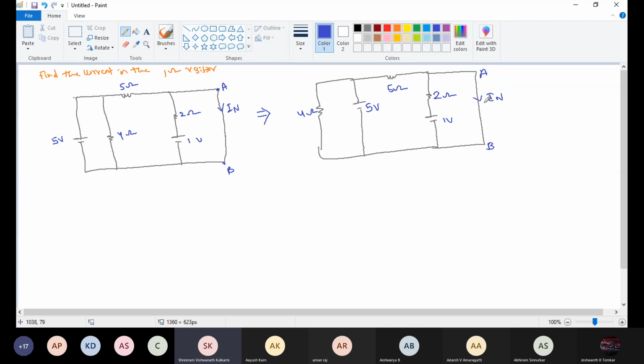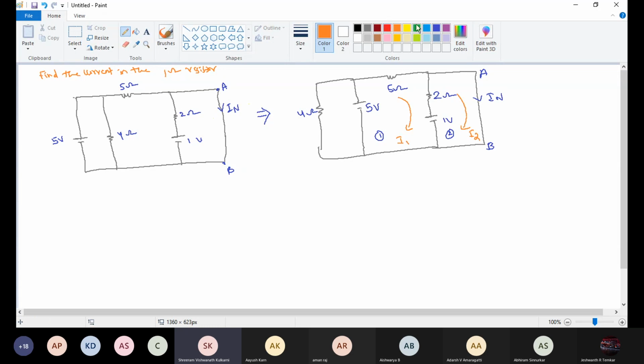Now we are going to consider these loops, loop 1 and loop 2, with two loop currents I1 and I2.